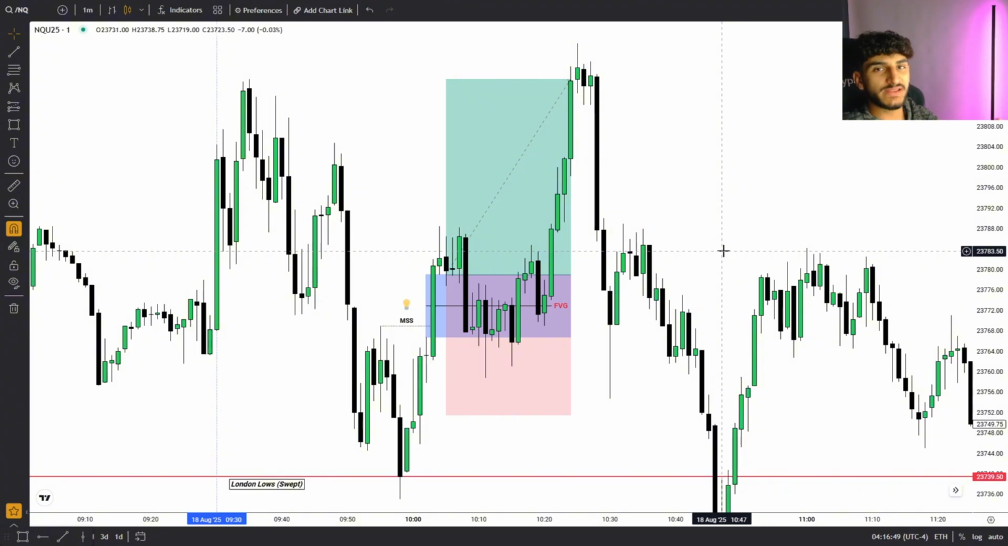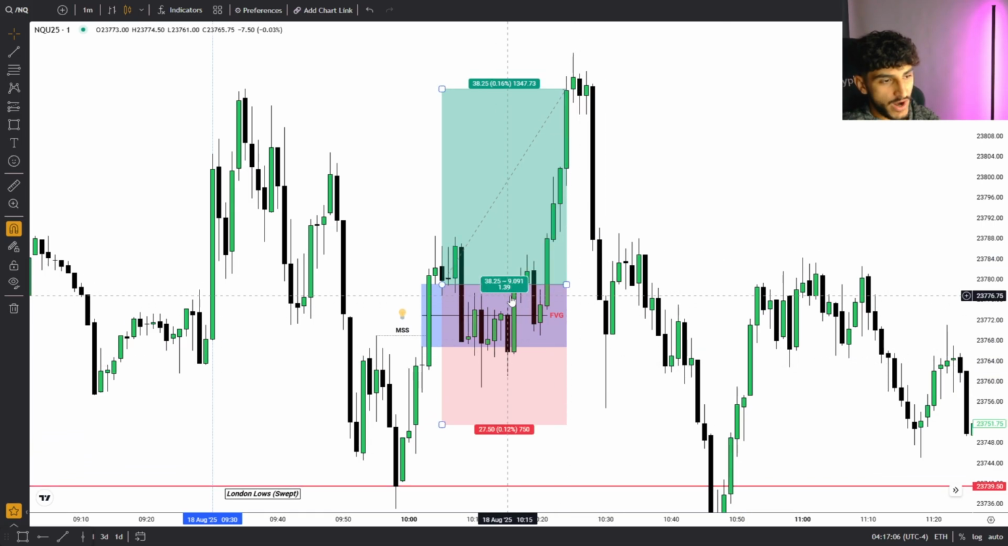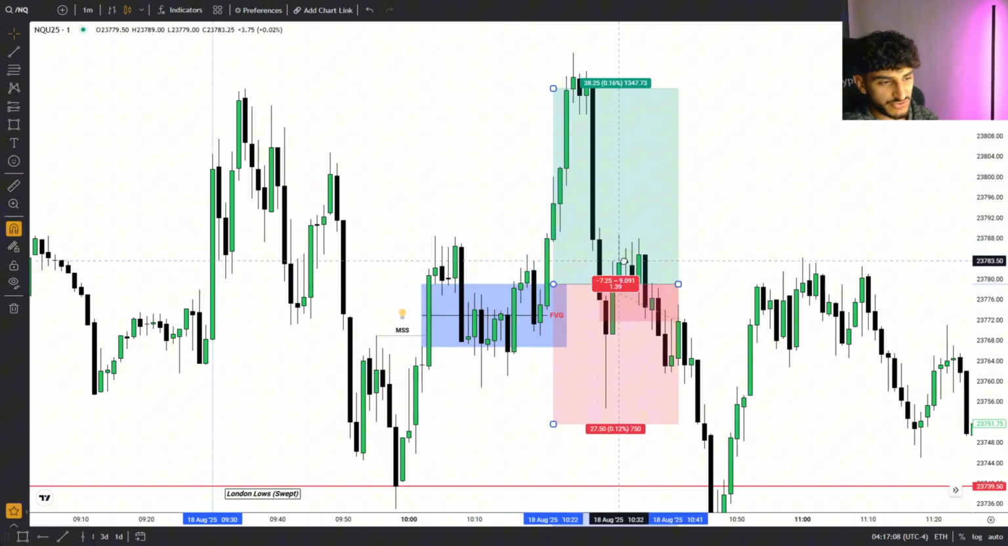Now, let's talk about trailing our stop loss. It's very important to trail your stop loss in order to reduce risk as much as possible. My rule of thumb is, as soon as we take a swing high and we break above it, so let me just move this to the side for a second.